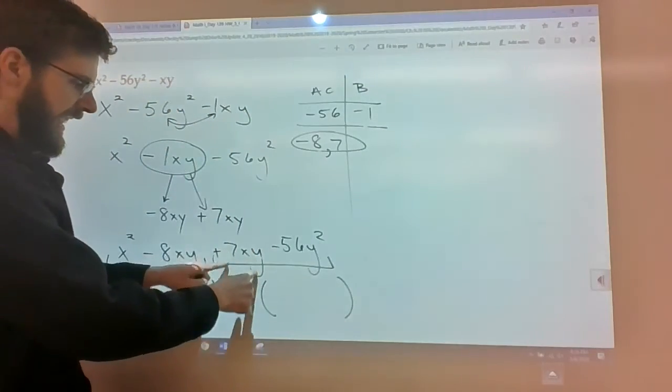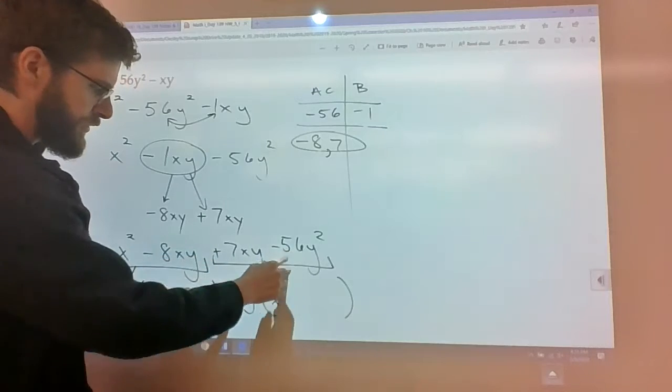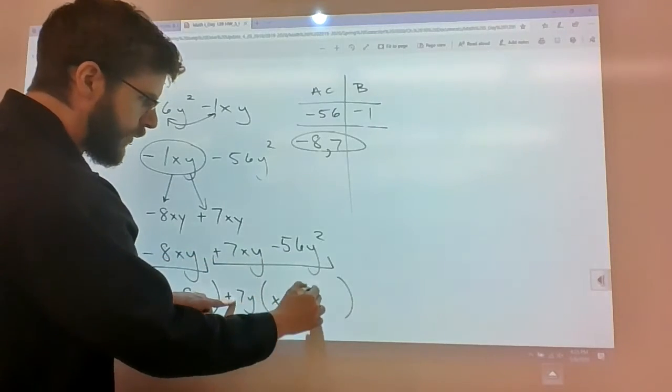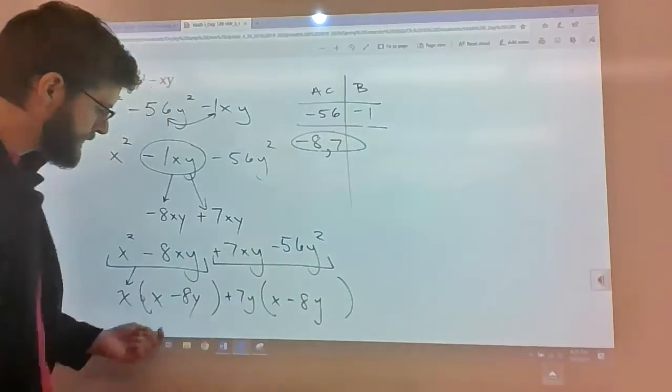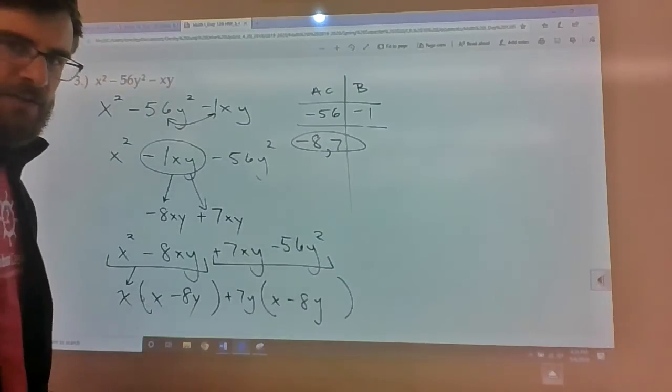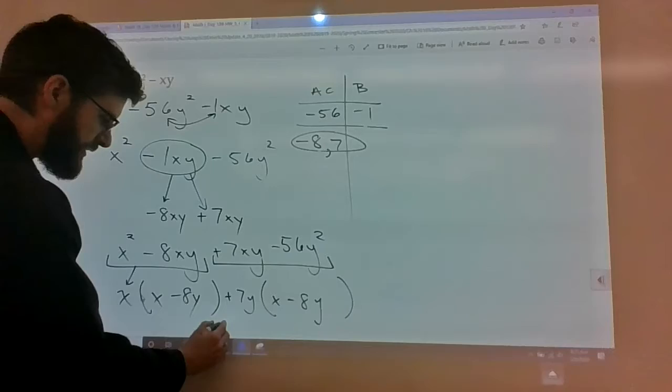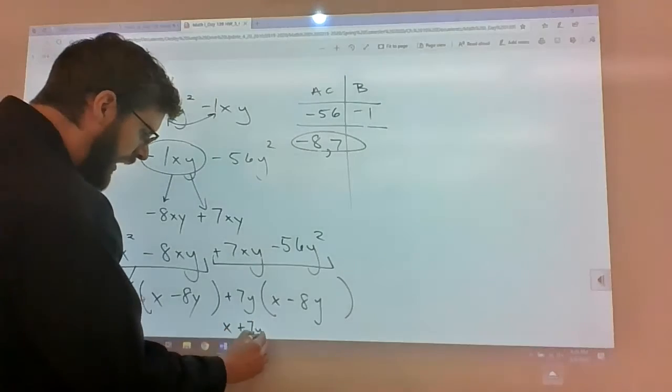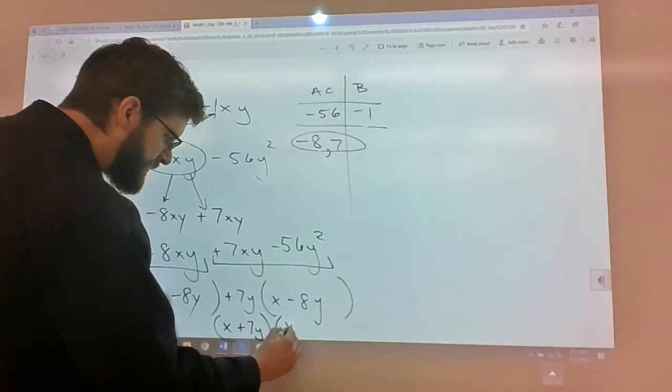So when we divide this out, x is left over. 56 over 7 is 8. One of the y's remain. And we got identical twins like we need. So then these come together to be x plus 7y times x minus 8y.